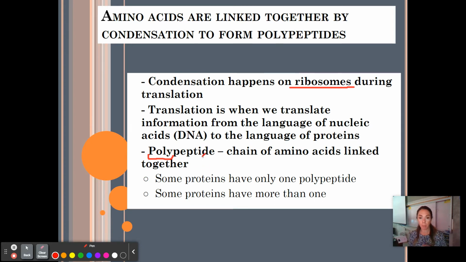Okay, so a polypeptide is when I get my tiny little amino acids and they are linked together. That is the type of bond that occurs, a peptide bond. And when I have many, that's the poly. Some proteins have only one polypeptide, put together over and over, and some of them have more than one.